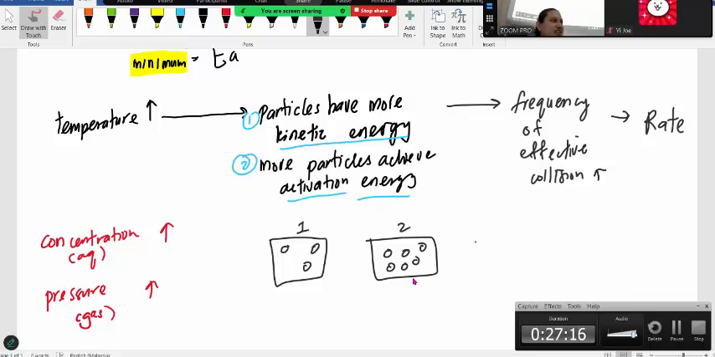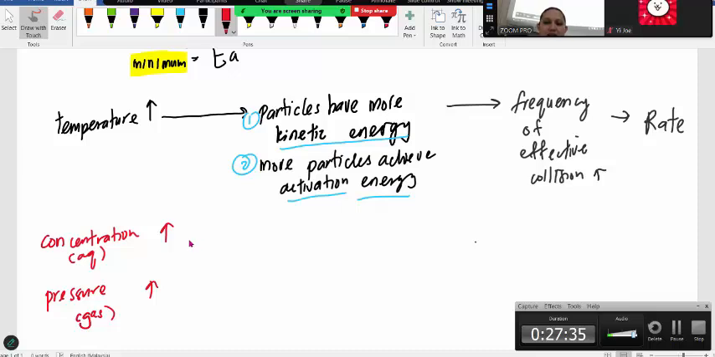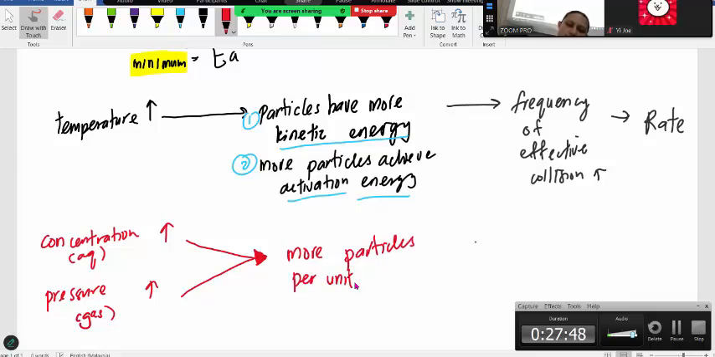One or two? If these are gas particles squeezed together, it looks like two. So whether it's high pressure or high concentration, there are more particles in a volume. So when the concentration is higher, or when the pressure is higher, the explanation is the same. There are more particles per unit volume. Basically, the particles are closer together.